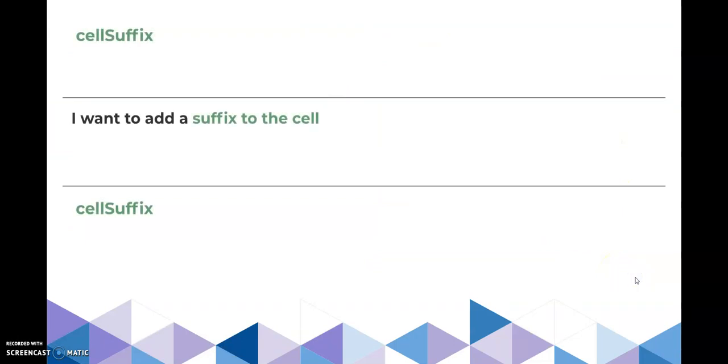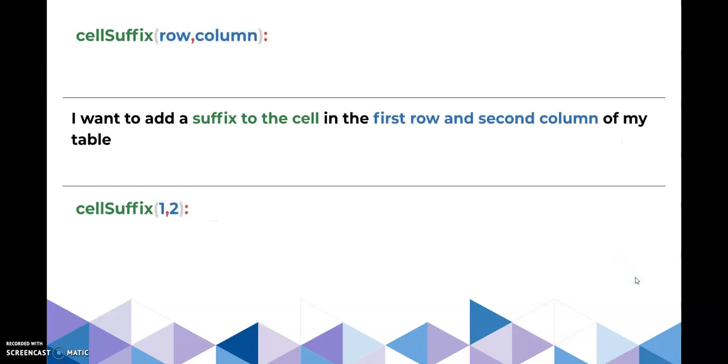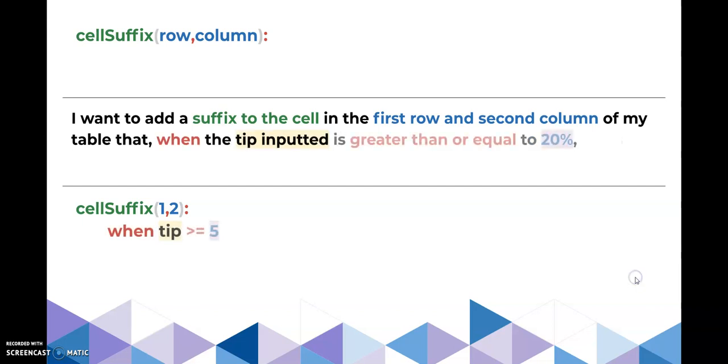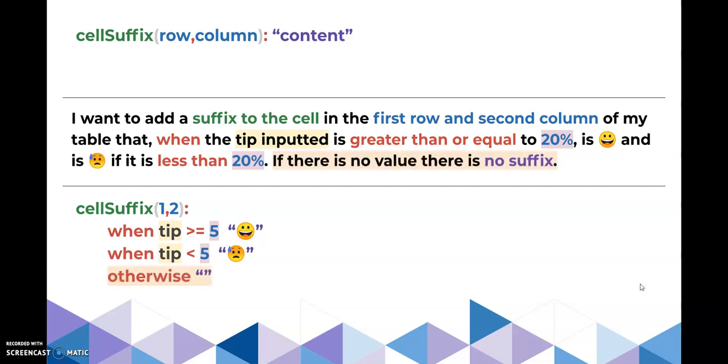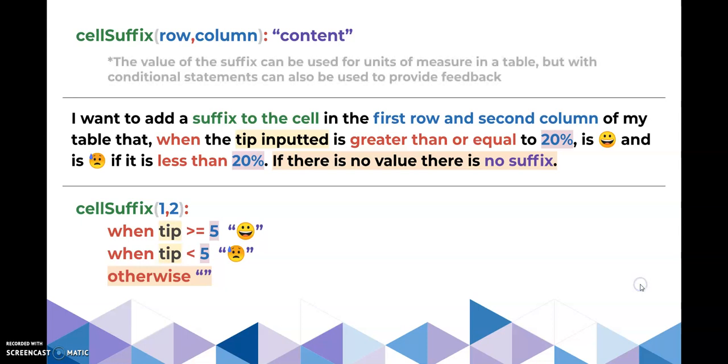Let's just recap real quick before I go. We created a cellSuffix, right? I wanted to add a suffix to the end of the cell in the first row, second column of my table, that when the tip inputted was greater than or equal to 20%, gave me a smiley face, and a sad face if it was less than 20%. If there was no value, there's no suffix at all. And just remember as well that the suffix can also be used for units of measure, but the conditional statements that we use let us provide feedback for our students.